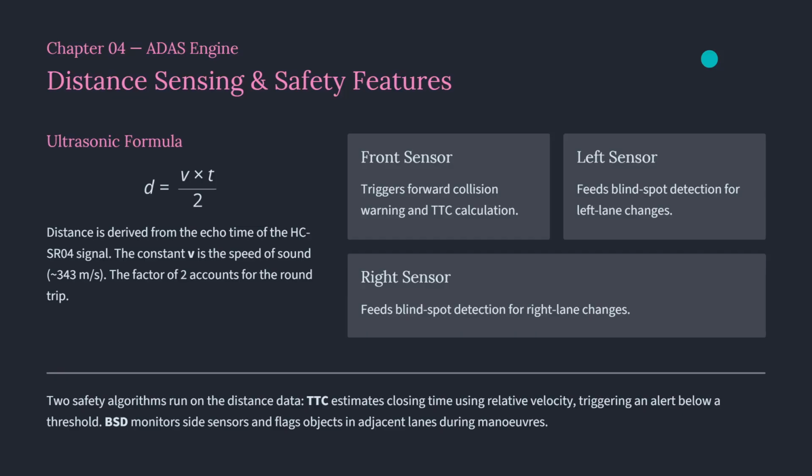On the other hand, we have blind spot detection, which helps in keeping an eye on both the left and right side. It also depends on a threshold distance. If the left or right distance is less than 30 centimeters, it will give a warning trigger. If distance is greater than the threshold, the system remains silent.